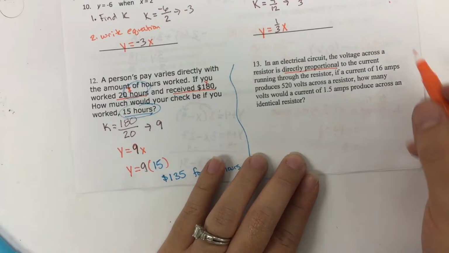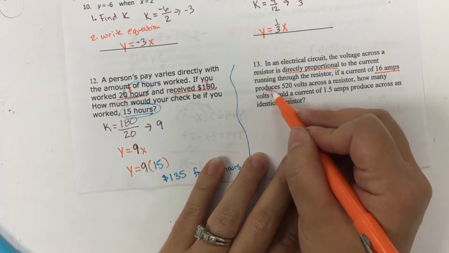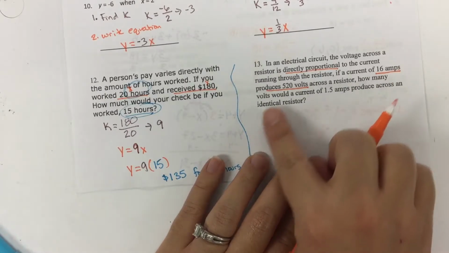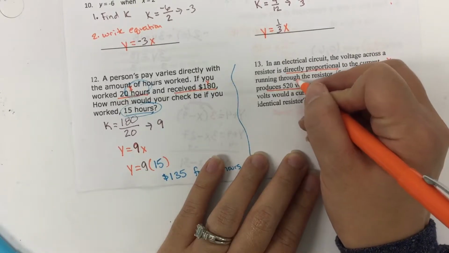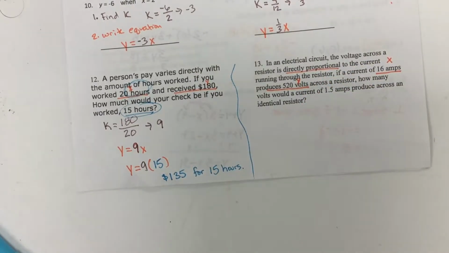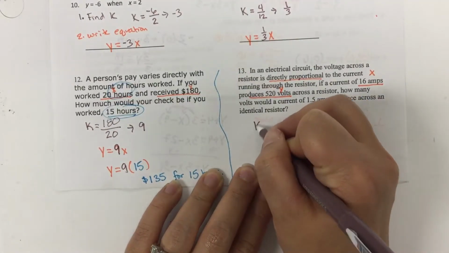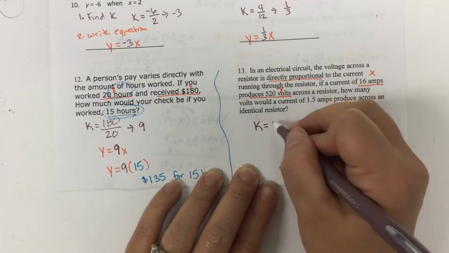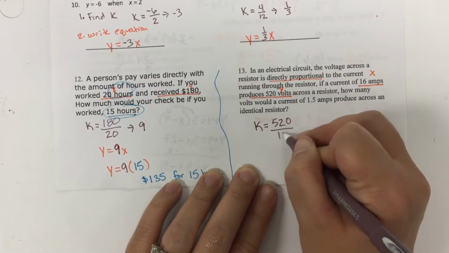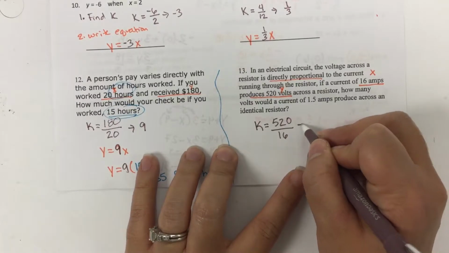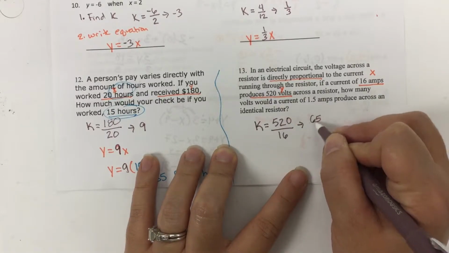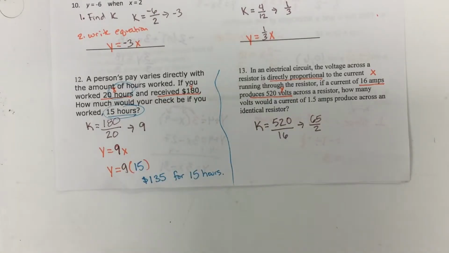So as we proceed, we have 16 amps produces 520 volts. So I'm targeting in on those numbers. I'll let this be my x. This is my y. So now that I was able to identify an x and a y, I can go ahead and find my constant, because that's our first step in direct variation, is finding our constant. My constant is always y divided by x. So 520 divided by 16, and that reduces to 65 over 2. And it's okay if it's a fraction. We're going to leave it as a fraction.